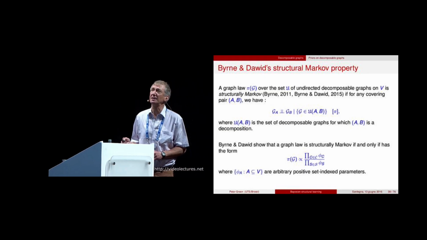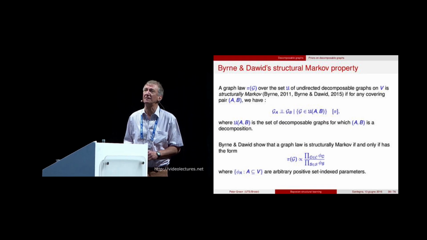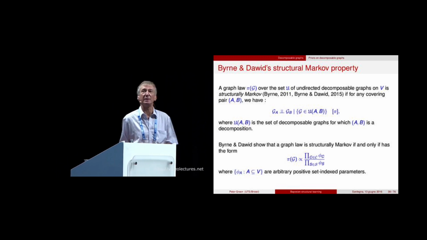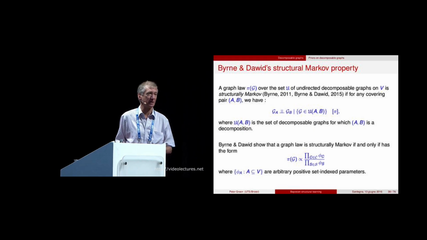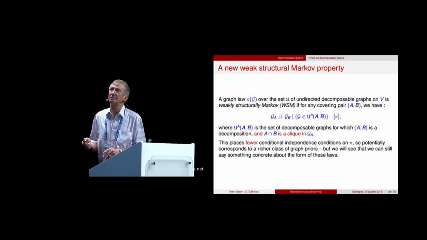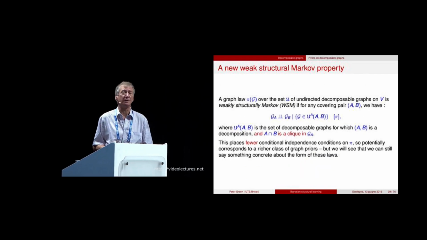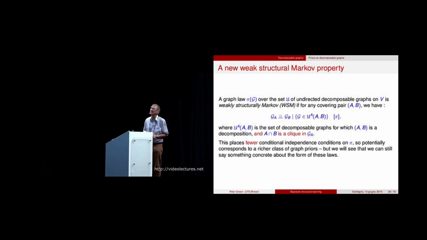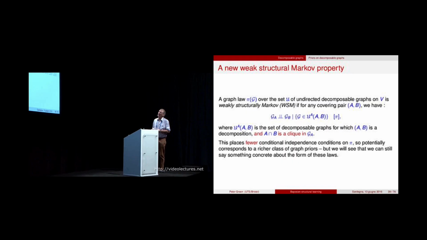They show that a graph law is structurally Markov if and only if it can be factorized in this way. And what these phi's are are arbitrary positive set-indexed parameters. So any prior which has that structural Markov property can be written in this way. And that's really quite flexible. That's really quite powerful. And all such graph models have that conjugacy property I described.